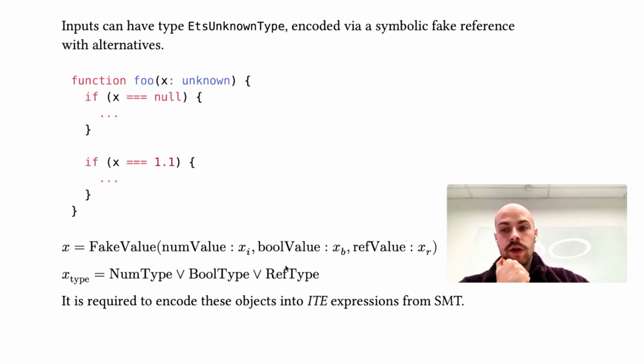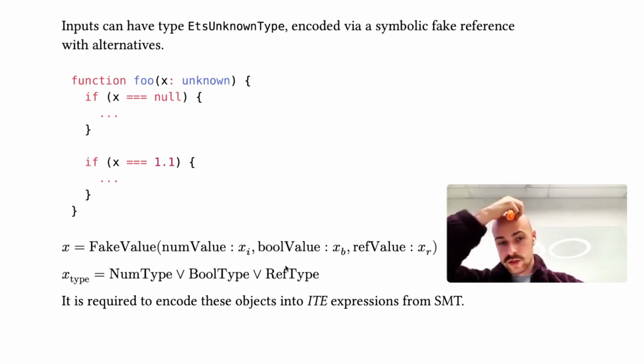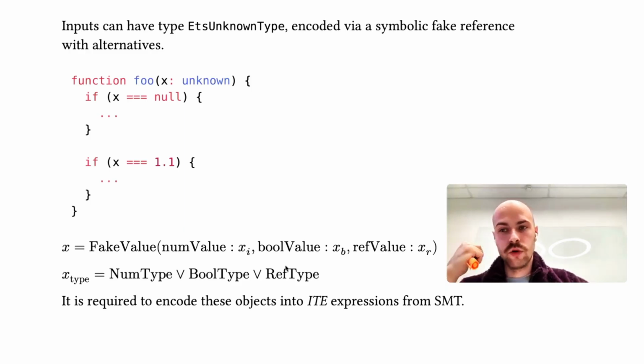the way you can efficiently encode this in the SMT. So for each input object with an unknown type, we create some fake values encapsulating all possible primitives it can contain. For example, we can have that x is equal to a fake value with some symbolic primitives x, y, xb, xr. And how to understand what primitive we need to use?